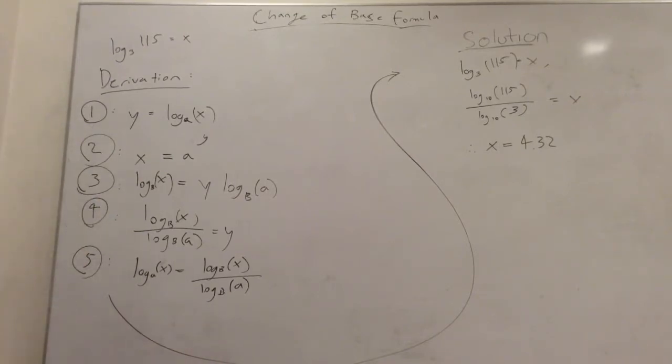The problem we started with has seemingly become very easy to solve. We can use the change of base formula to solve it, using a more convenient log base, which is 10. Log base 10 of 115 divided by log base 10 of 3 equals x. Therefore, x is equal to 4.32.